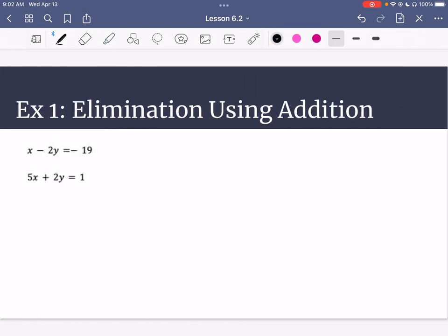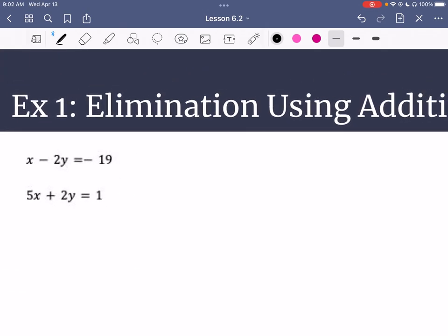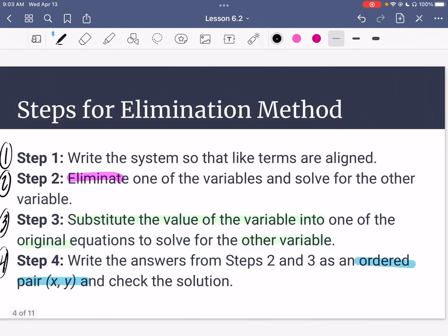Okay, so first example, we're going to do elimination method using basic addition. Now I notice here, this is a good candidate for elimination method because like we talked about, both my variables x and y are on the same side of both equations. They are already aligned, so my x's are here, my y's are here, equal signs here, constant here. So I don't have to do that first step. Technically, it's already been done for me.